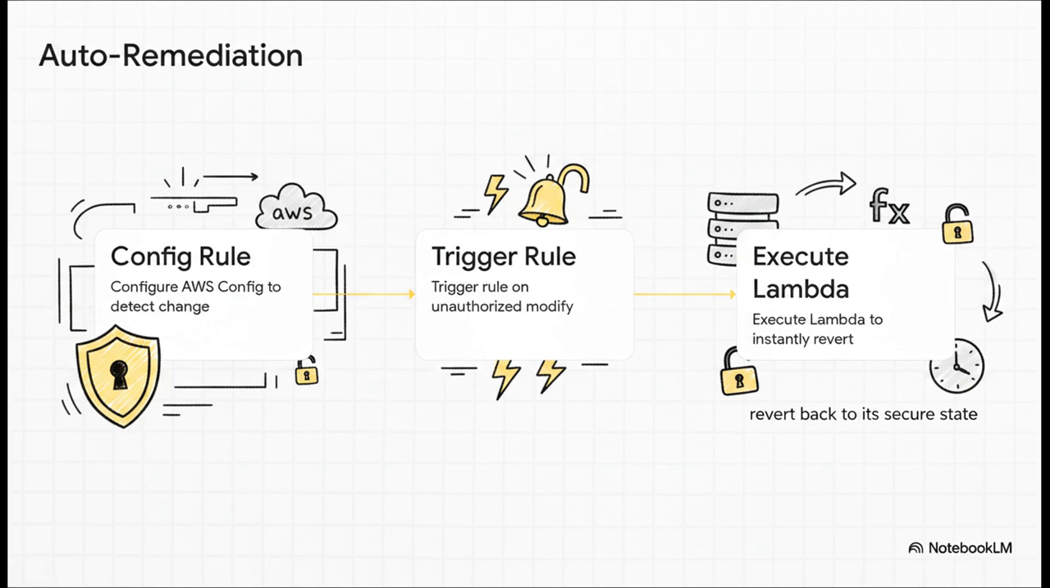First, configure an AWS Config rule designed to monitor that specific critical IAM policy. The absolute second someone makes an unauthorized modification, that Config rule triggers. That trigger then executes a pre-programmed AWS Lambda function that instantly reverts the policy back to its secure state. The vulnerability is quite literally closed in seconds.